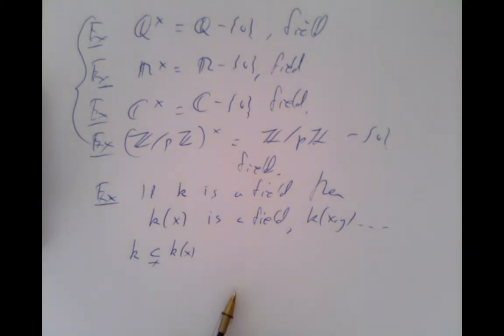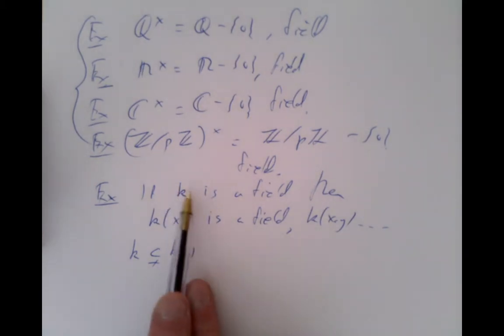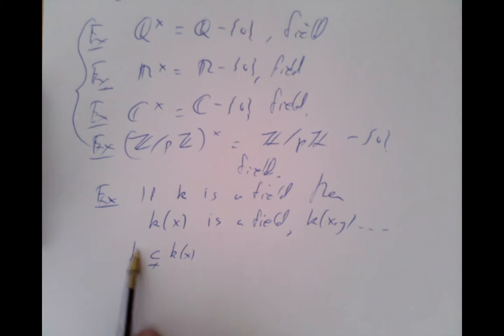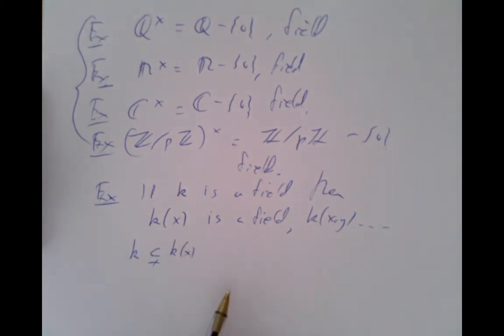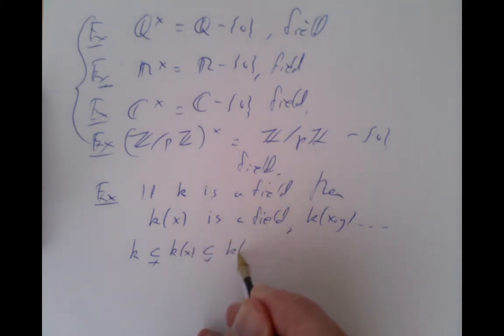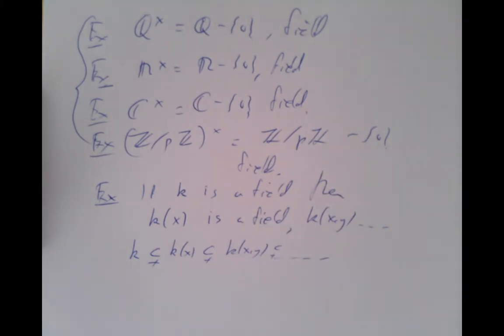So if you start with a field, like for example this little k, the rational numbers, they sit inside the rational functions with rational number coefficients. And so you've constructed a bigger field. And then of course this goes into having two variables and so on and so forth. So you can get bigger and bigger and bigger fields.